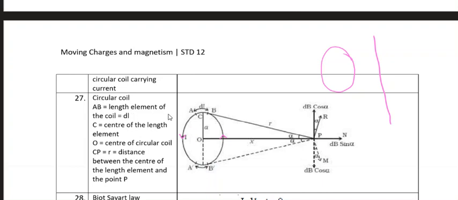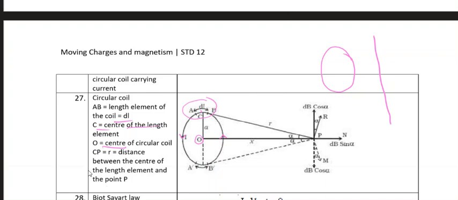AB is the length element of the coil. So this is the smallest portion, and it is dL. C is the center of the length element, that is, this is a length element, its center is C. O is the center of the circular coil. Now CP is r. So the distance between the center of the element and P is regularly taken as r.